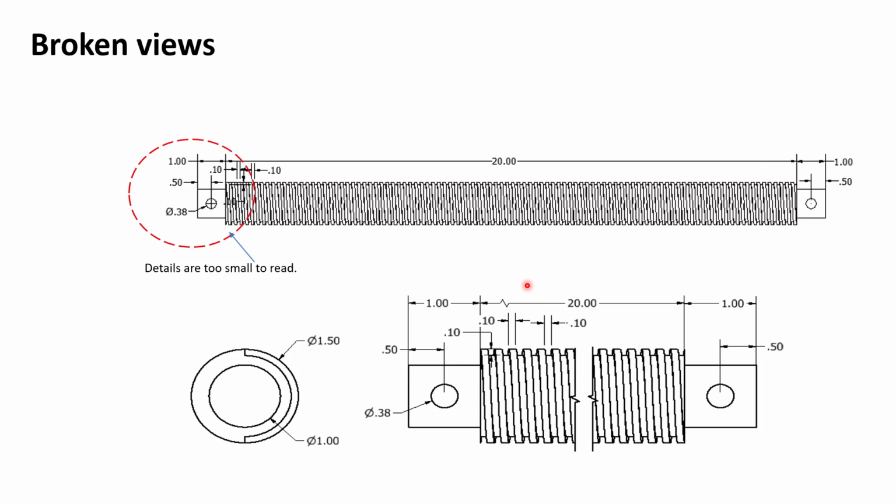The other one you can see is a broken view. Sometimes when the part is very long, if the feature is repeating, there's no reason you draw everything there. You could just break it and show the details. That will help you to draw the detail much better. So in this case, if this is too big, it's very difficult to see these details. Now, if I cut this off, you can see this cut, and then you can now see all these details.